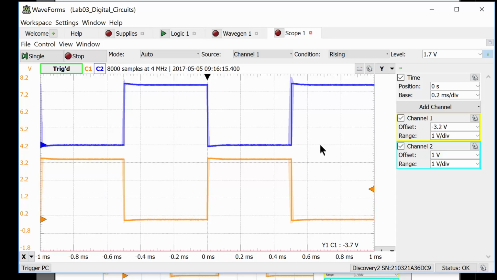So go ahead and take a screenshot of this for your records, and this will satisfy the deliverable for the exercise that says I'm looking at the analog behavior of that.